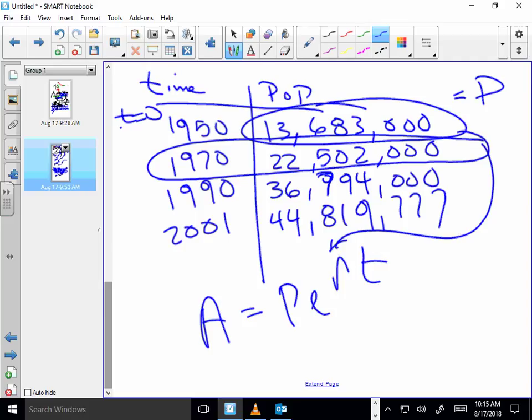Splits the difference. Yeah. And that's the cool thing about regression is that it's trying to plot the one that has the curve that's closest to all the points.